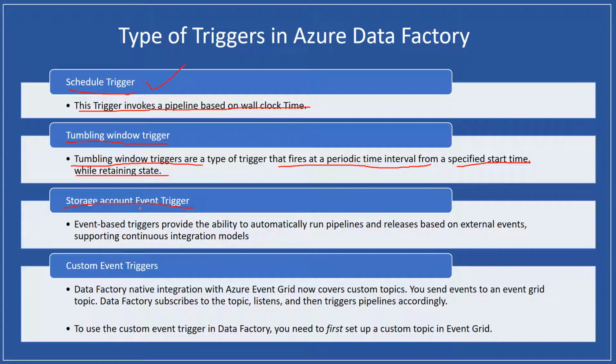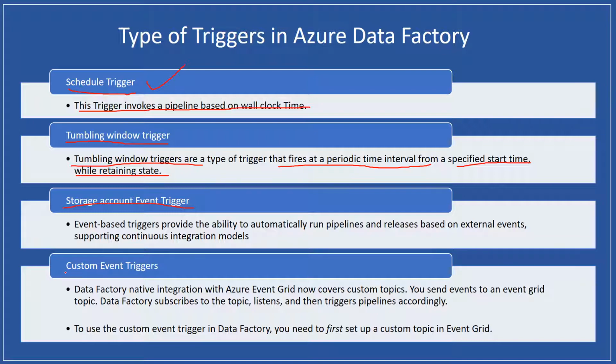It works based on Azure Event Grid. What are Azure Event Grids? We will talk about that in upcoming videos, but it works based on Azure Event Grid, which notices what is happening across Azure, and whenever a file is added or deleted, it notifies Azure Data Factory, and based on that trigger, we can go ahead and execute a pipeline.